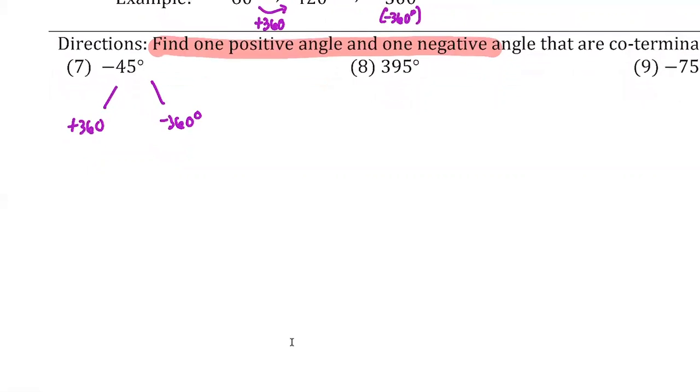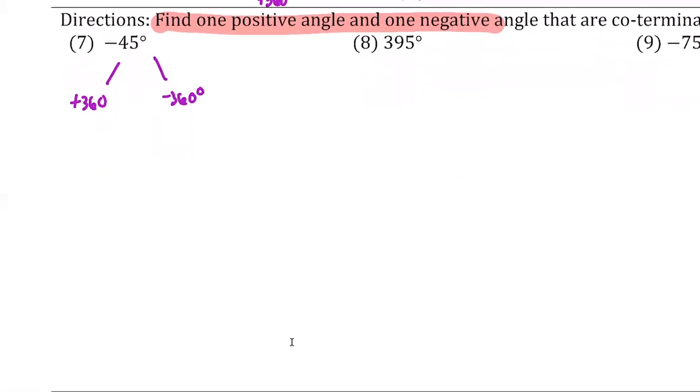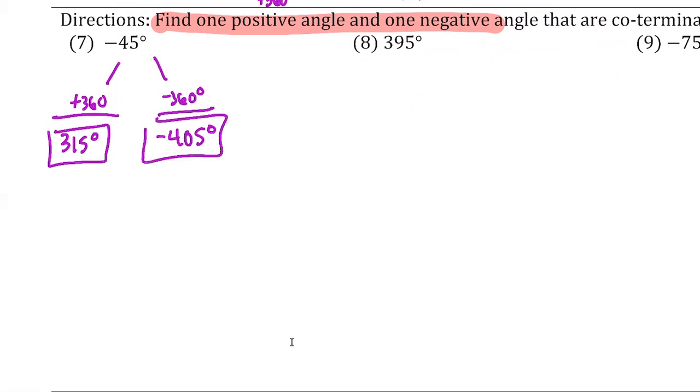Now, because our angle on this first example is negative 45, I really only have to do this once. If I take negative 45 plus 360, we're going to get 315 degrees. So there's our first positive answer. And then if I take negative 45 minus 360 degrees, that's going to leave us with negative 405 degrees. And there is a negative answer. Now, could you keep going? Sure. If you keep subtracting 360, you could keep getting more angles. Same thing with adding 360, both will work.